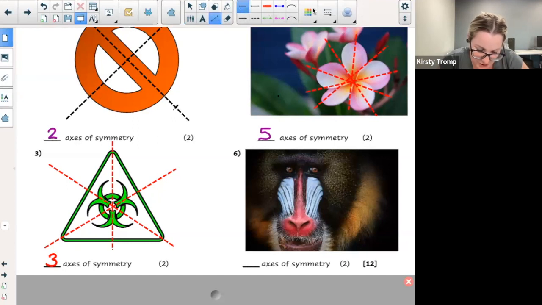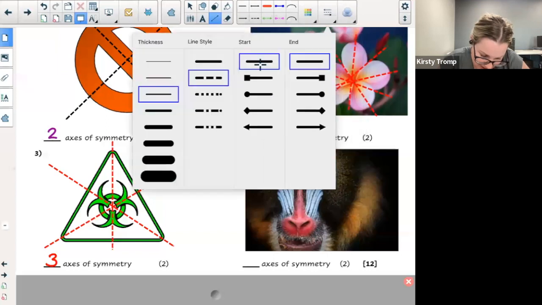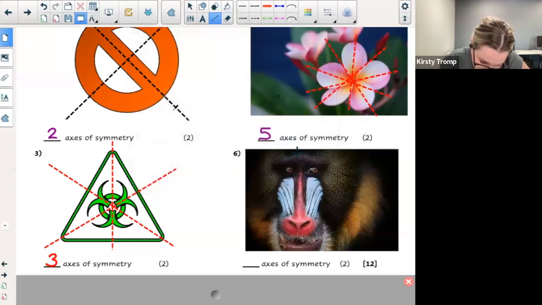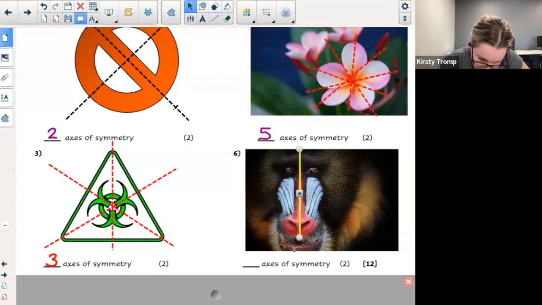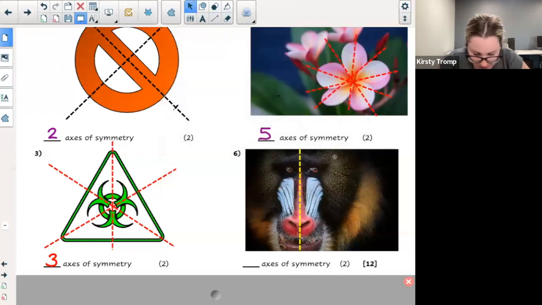Vertical. Well done. Let's draw it in. Let's see if we can do it in yellow and if it'll come out nicely. It is definitely vertical, I agree with you, and we can go down the middle. Oh, and we need to make it a dotted line. There we go. Aren't those colors beautiful? Gorgeous. Thank you, Zwande.